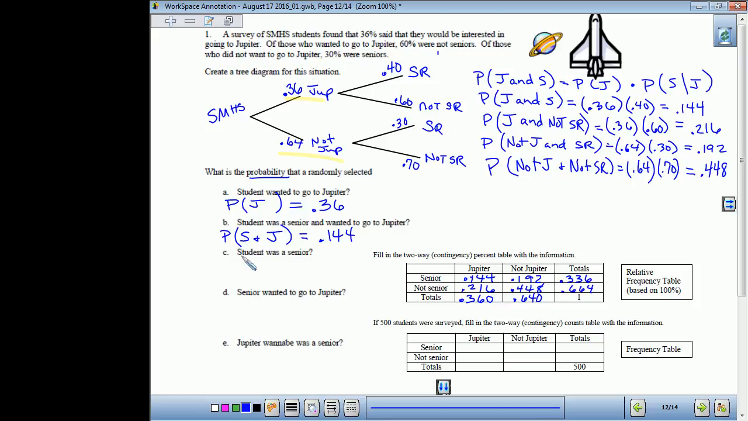Okay, probability that a student was a senior. What did we have to do to find a senior? We had to find the seniors that wanted to go to Jupiter and those that did not. And when we add those up, we get the probability that we have a senior. And it's 0.336 from adding those two.